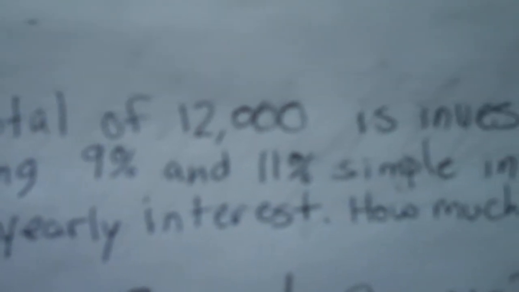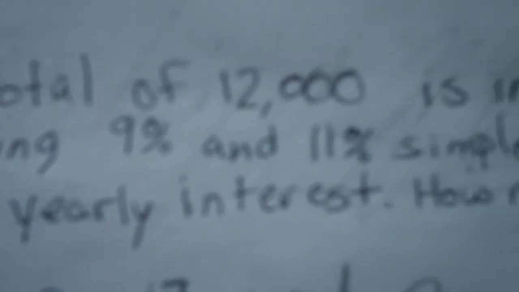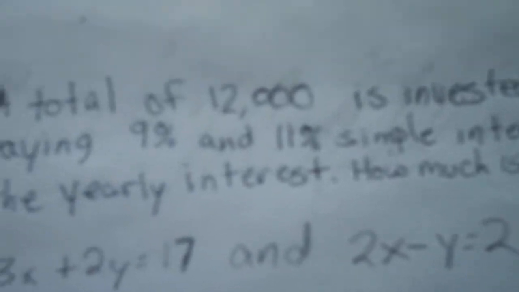It says a total of $12,000 is invested in two funds, paying 9% and 11% simple interest. $1,180 is the yearly interest. How much is invested into each account? There are a couple of ways we can solve these, but these are the two most simple and, personally, my favorite. Substitution: isolate one variable in one of the equations, substitute that variable into the other equation, and then solve for that variable.